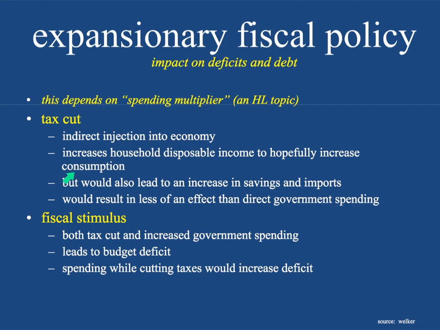So the question then becomes, what happens overall on its impact on deficits and debt? So the government is expanding its fiscal policy, which means that it's cutting taxes, which means it's losing revenue, and or then spending more. So hold on a second. Expansionary fiscal policy is a combination of the government cutting its revenue, but spending more.